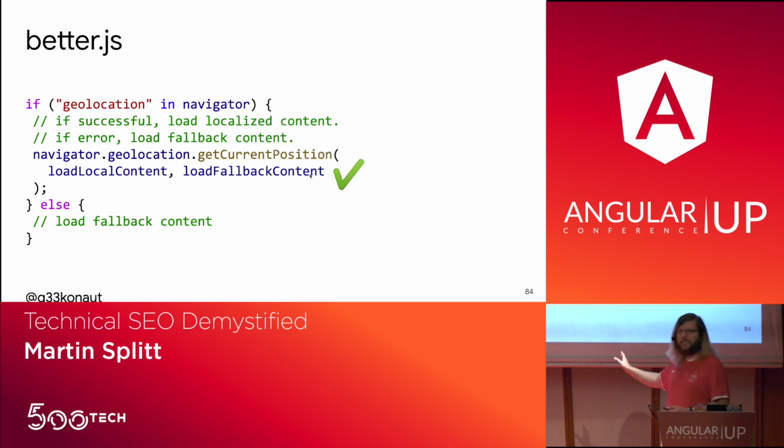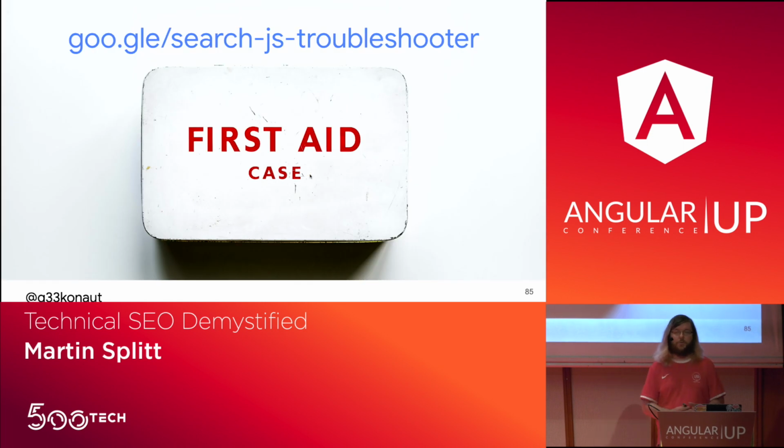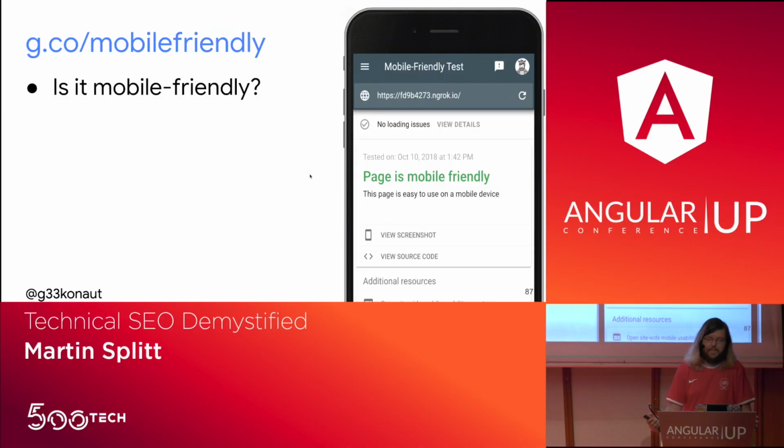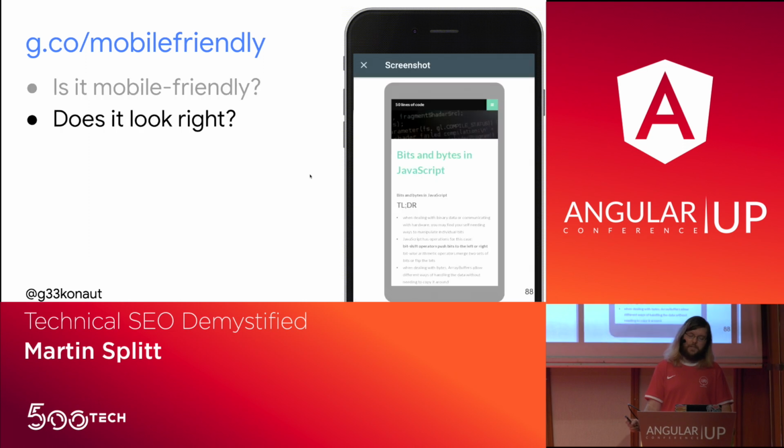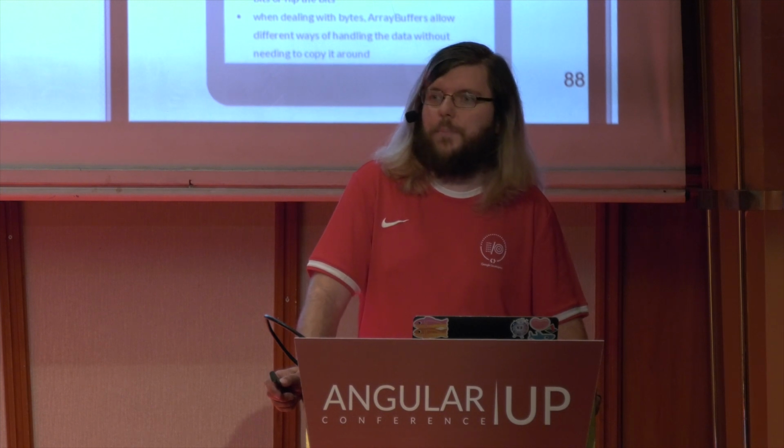There's more things like that you should take a look at. We have a troubleshooter guide for these things specifically. And last but not least, we have tools to help you test things. The first one to test stuff is the mobile-friendly test. It tells you if your page is mobile-friendly, duh, it's in the name. But it also tells you if your page looks more or less right. It gives you above-the-fold screenshots, so you can tell if your content shows up.